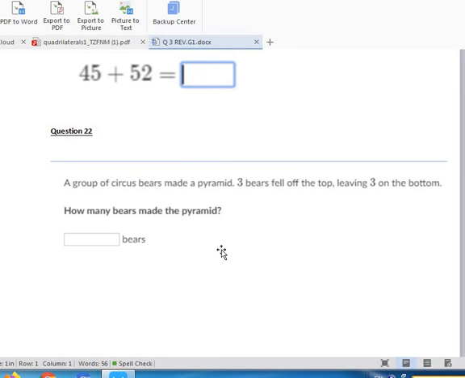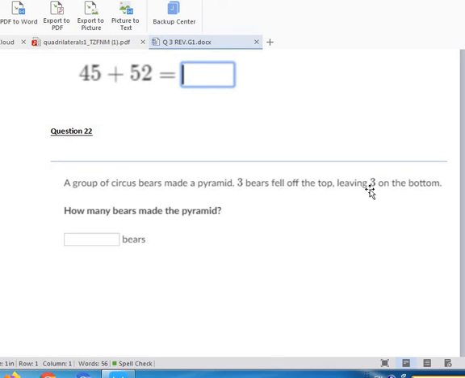I have here question 22. A group of circus bears made a pyramid. 3 bears fell off the top, leaving 3 on the top. How many bears made the pyramid? Okay, we had first 3 here. 3 bears fell off the top, leaving 3 on the top. So the total of them were 6 bears.